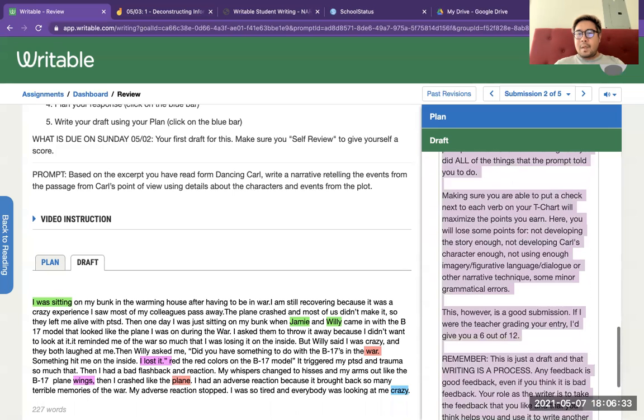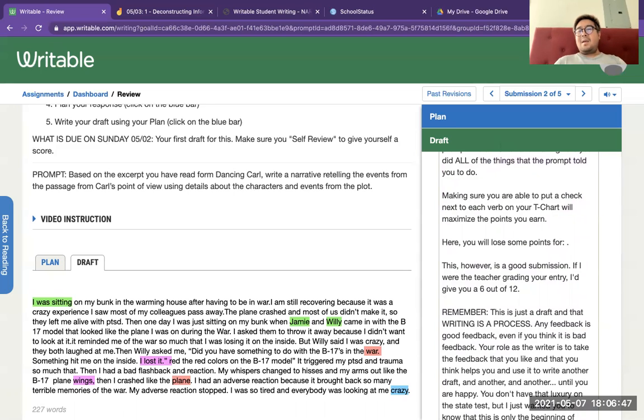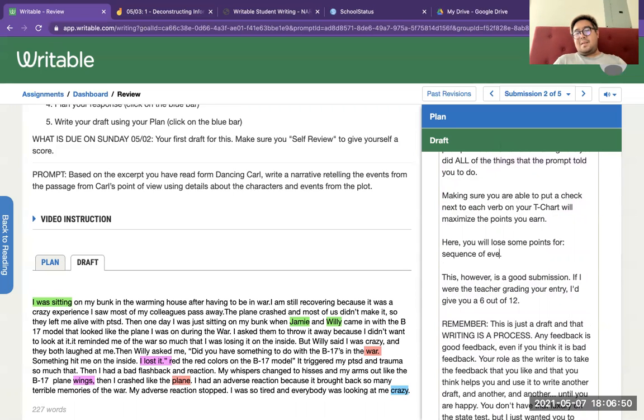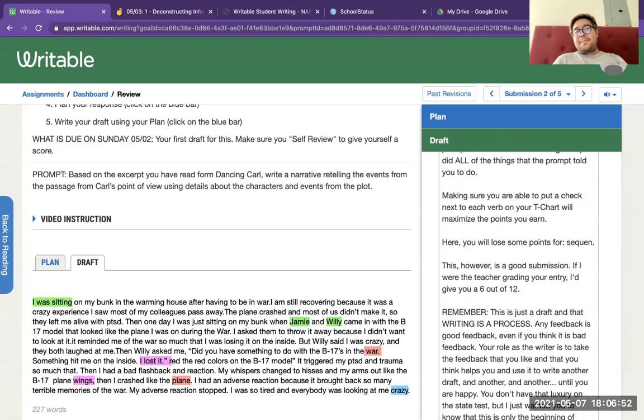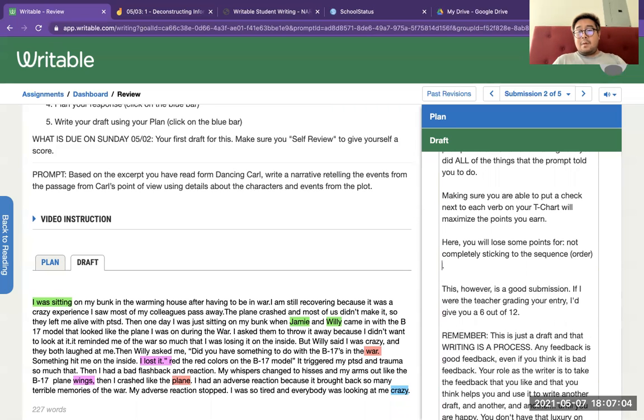Where'd it go? Okay, so where is it? Oh my goodness. All right, here you go. Here you will lose some points for, let's see, sequence of events, or not completely sticking to the sequence order of events from the original story.